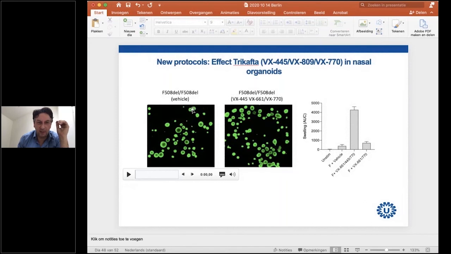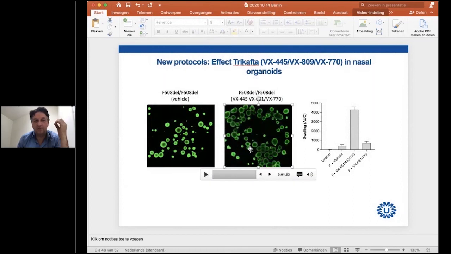Now I think we have nice protocols where we can look at these nasal cells from people with F508del homozygous CFTR mutation. You see it's pretty homogeneous. You see all these types of organoids, most of which have a nice lumen, with hardly any response in the absence of treatment. But then if we do these Trikafta treatments, you really see nicely that they also start to swell.